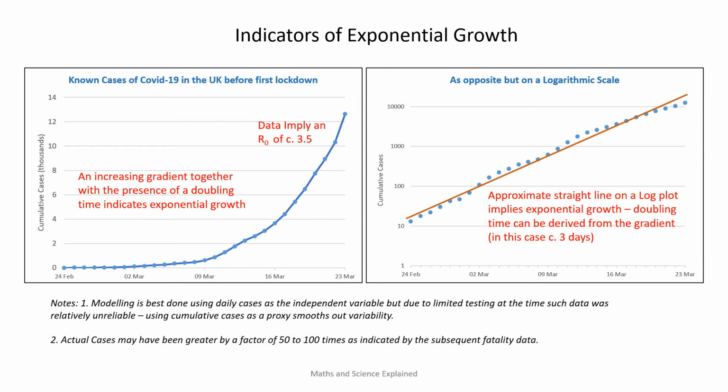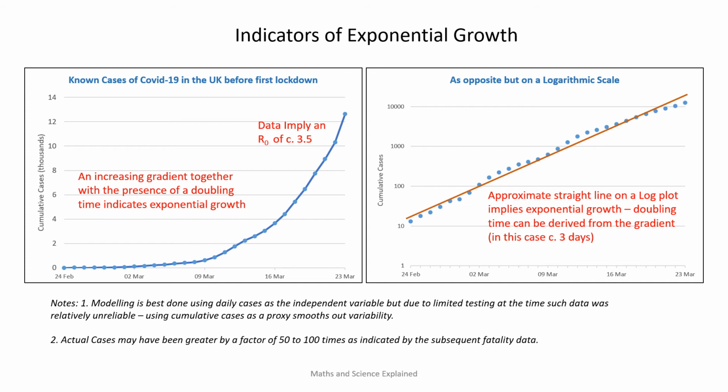It should be noted that because of the limited testing available in this period, actual cases are estimated to have been 50 to 100 times greater than those shown in the graphs, with probably over 1 million people having been infected by the first lockdown. The limited testing coupled with the rapid doubling time hindered decision making at the time.